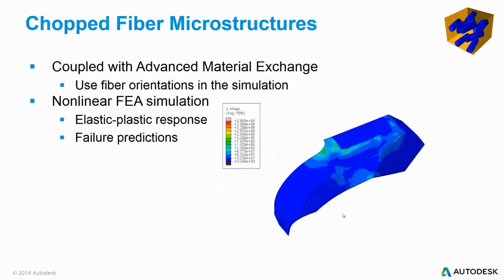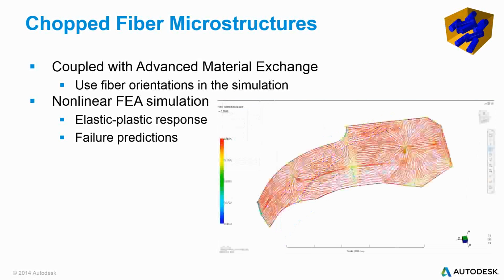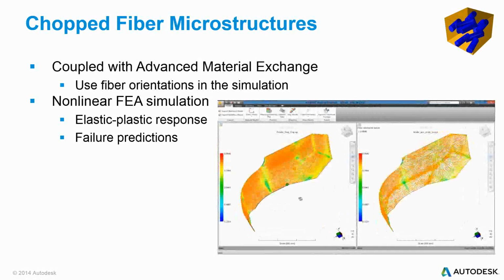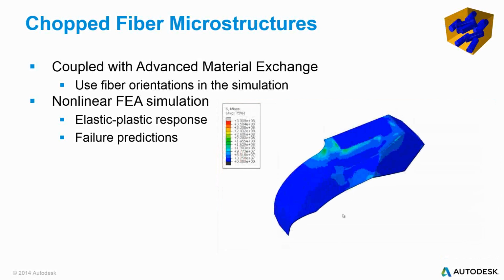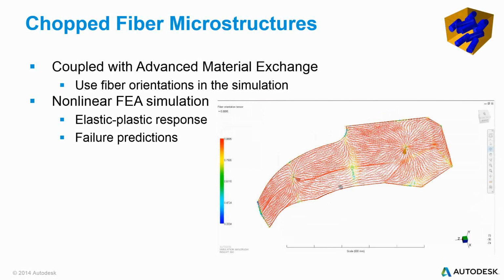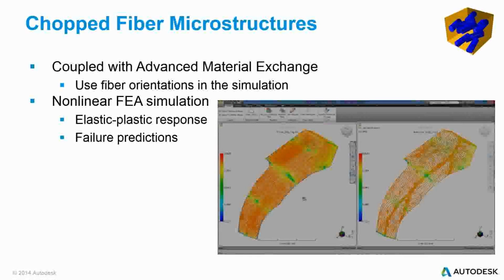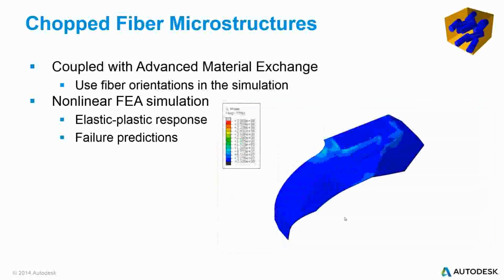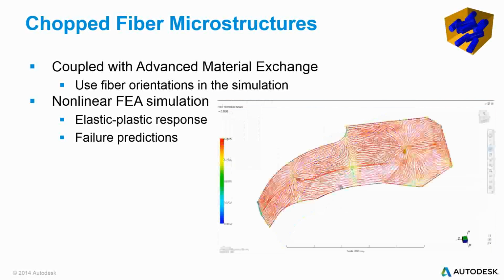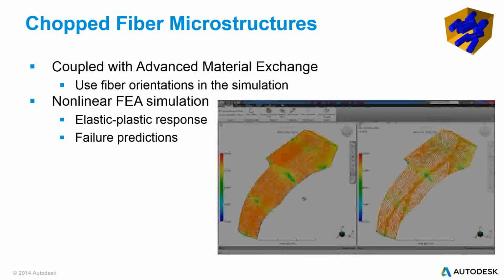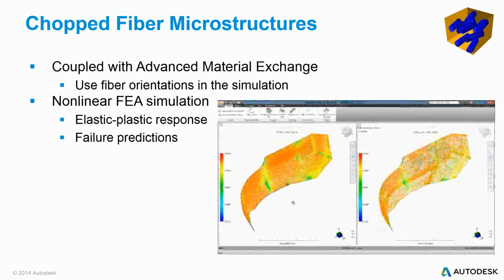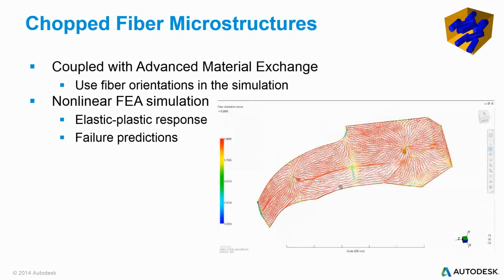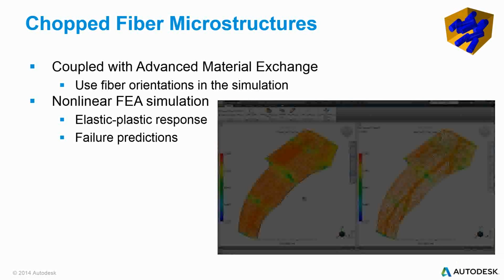Once we have that data, we can perform nonlinear finite element simulations. We've included an elastic plastic response of the matrix constituent, so we can include plasticity as well as failure predictions of the matrix constituent. At this time, we're assuming that all of the nonlinear behavior of the chopped fiber composite is embedded in the matrix constituent. We work at the fiber and matrix level. So anytime the matrix exhibits any plasticity or failure, we build the response of the composite back up and feed it back to the structural finite element code.